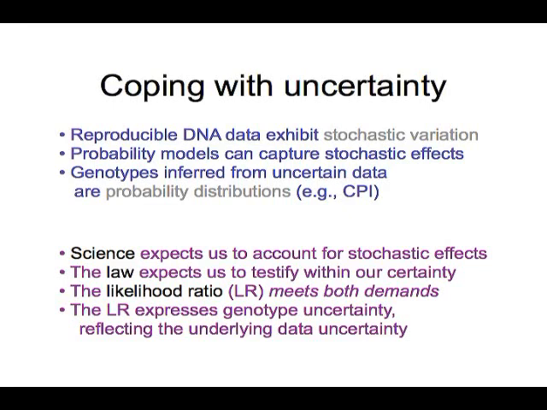We have two requirements. Science expects us to account for stochastic effects, but the law also expects us to testify within our certainty. Fortunately, we have the likelihood ratio, which meets both the demands of science and the law. The likelihood ratio expresses the data and genotype uncertainty in a way that can be used in court.